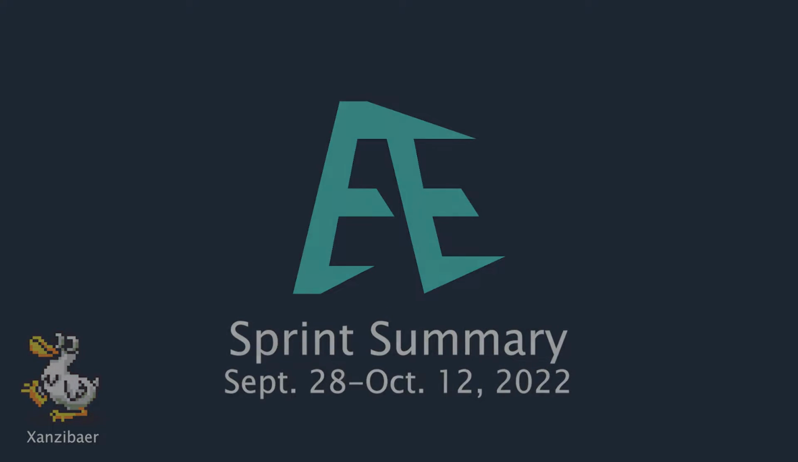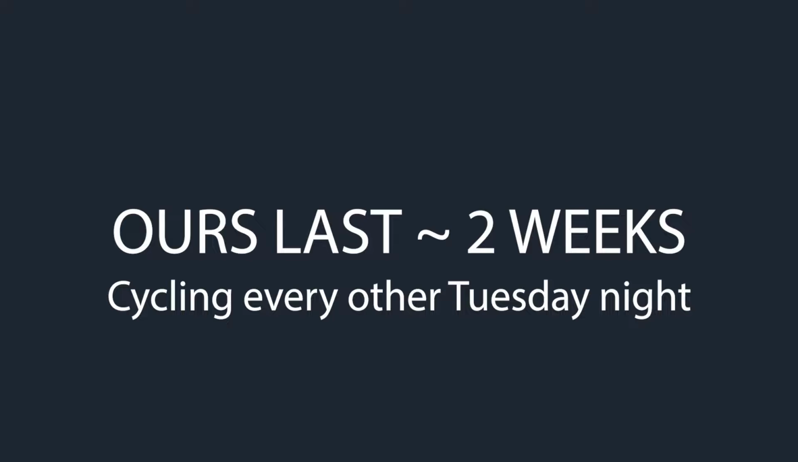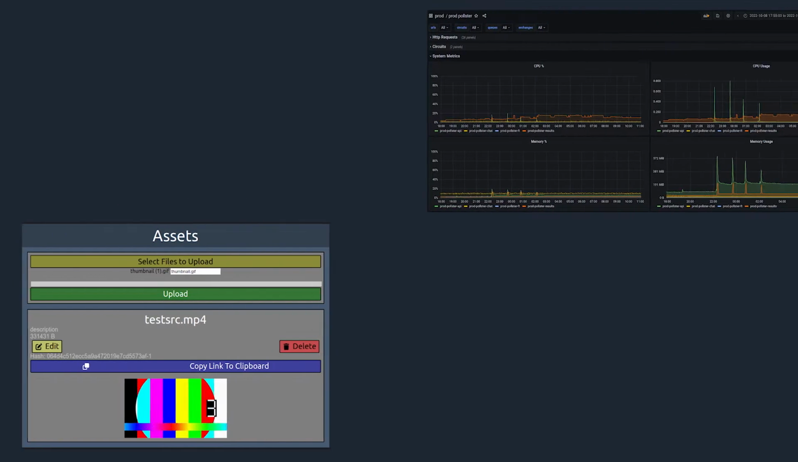For those unaware, a sprint is a unit of time that a team has to complete a specific amount of work. Ours lasts 2 weeks and cycles over every other Tuesday night. This video is going to go over the work that we completed in the sprint that just took place.